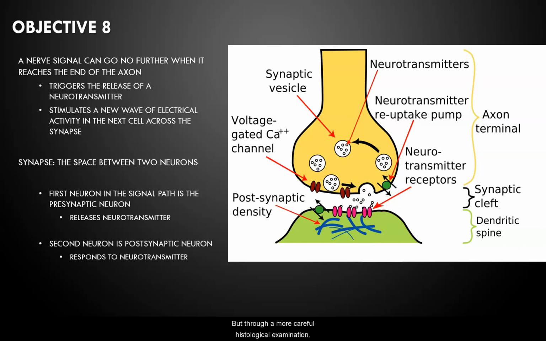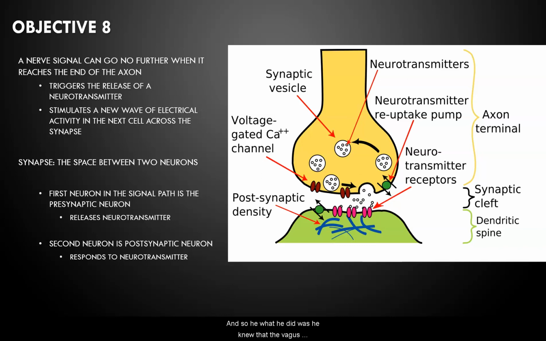But through more careful histological examinations, it was revealed that there is about a 20 to 40 nanometer gap between neurons. So this gap is called the synaptic cleft, or the synapse, the space between adjacent neurons. And so when this first was discovered, some people said that cannot be true. However, in 1921, a German pharmacologist, Otto Loewi, conclusively demonstrated that neurons can communicate by releasing chemicals.